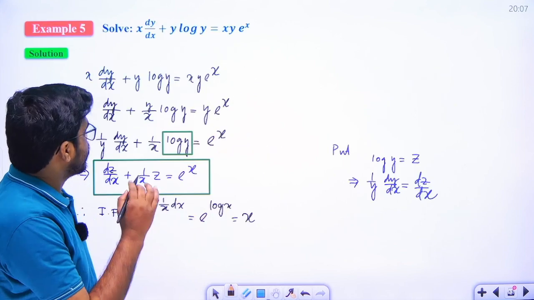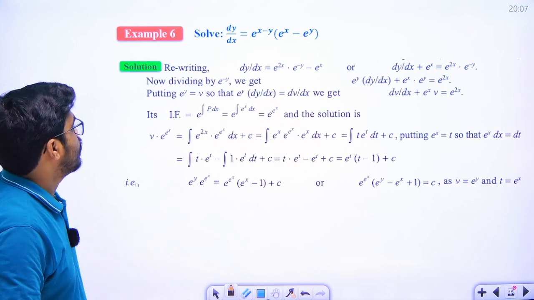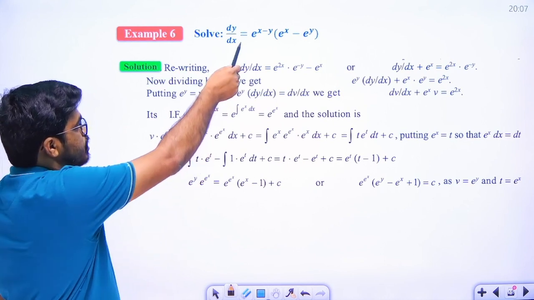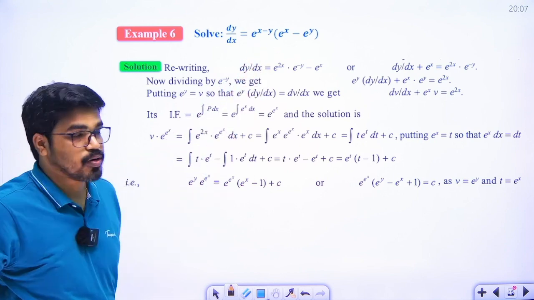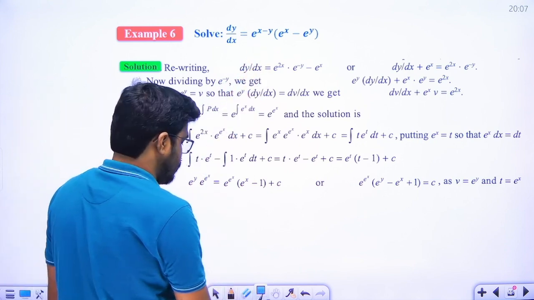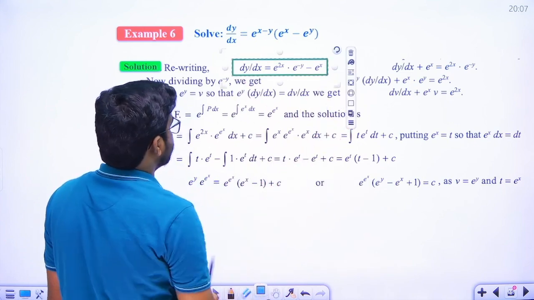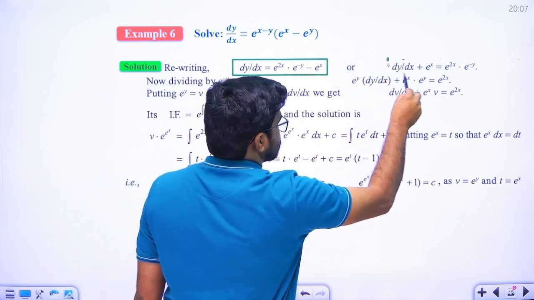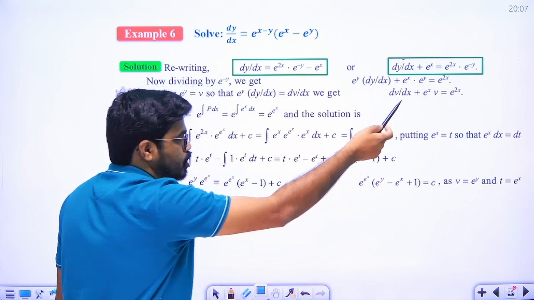Up to example 5 I have discussed. So example 6, this is your assignment: dy dx is equal to e to the power x minus y into e to the power x minus e to the power y. First, you simply multiply. After multiplying, dy dx is equal to e to the power 2x into e to the power 2y.